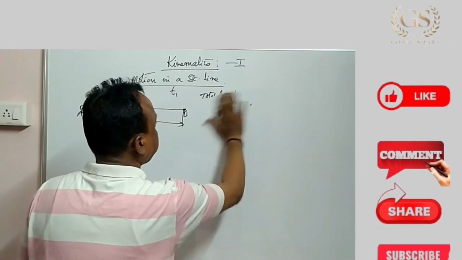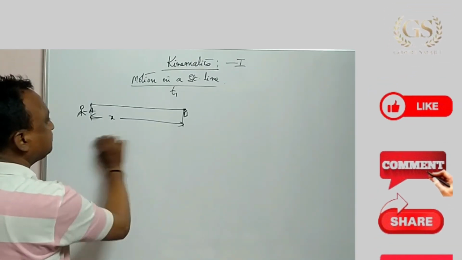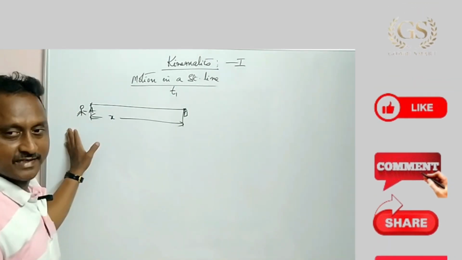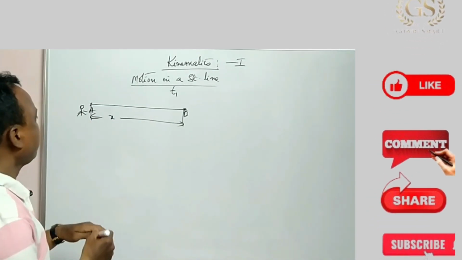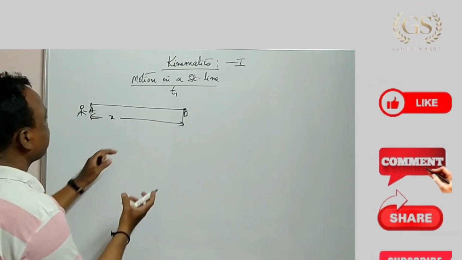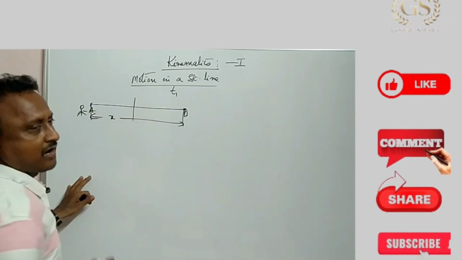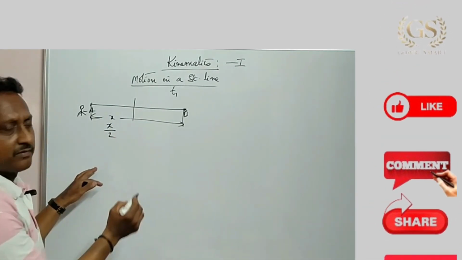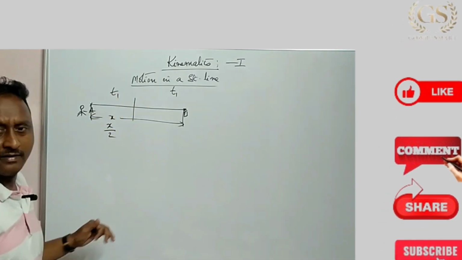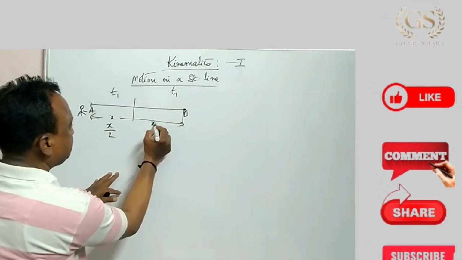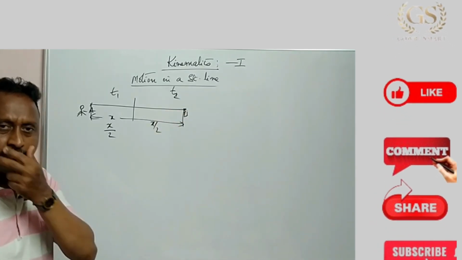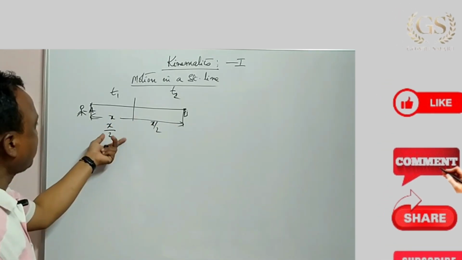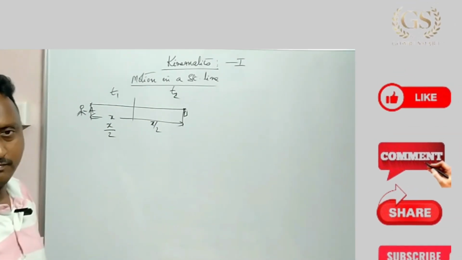Now let us change the pattern. Now same points A and B for the same person. For example, this person has travelled half a distance, that is x by 2 in time t1. Remaining half distance in time t2. Let us assume that the same person travelled half a distance of the total distance x by 2 in t1 and another x by 2 in t2.